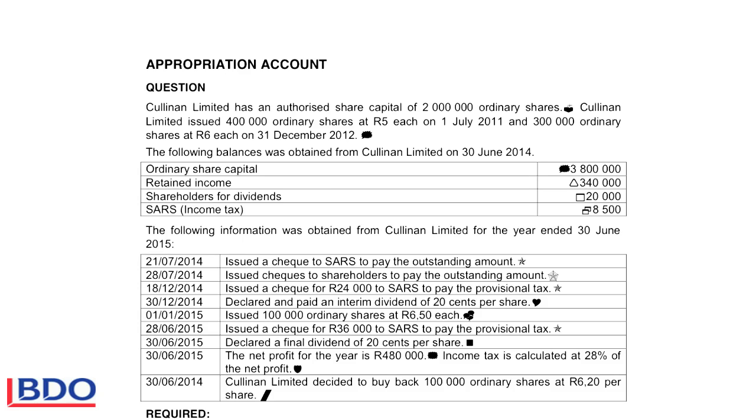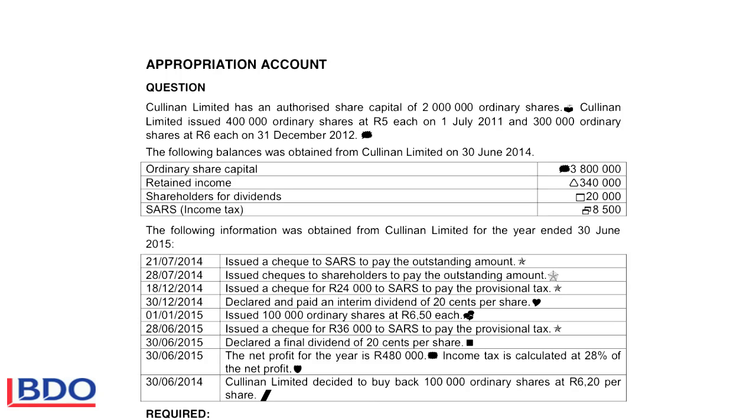Cullinan Limited issued 400,000 ordinary shares at R5 each on 1 July 2011 and 300,000 ordinary shares at R6 each on 31st of December 2012. So both those dates are before our current year because our current year is from 1 July 2014 up to 30 June 2015.